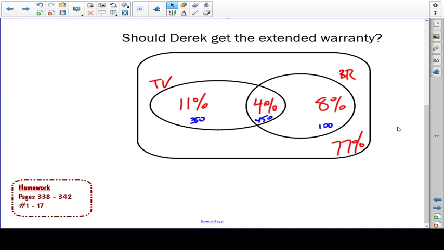And the probability of both of those things dying on you is just 4%. So there are only 4 out of 100 people who will probably get use out of the extended warranty. So for that reason, it'd probably be a good idea to decline the extended warranty.